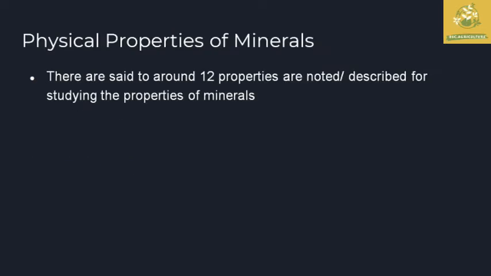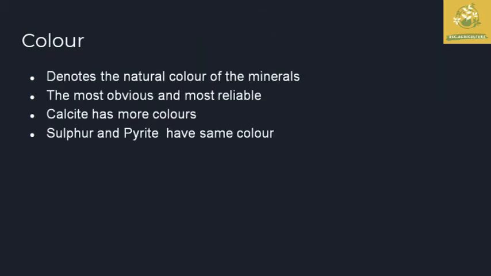After the classification of minerals, we are now going to see the physical properties of minerals. While listing the properties or characters of minerals, there are around 12 properties which are described and noted by scientists while studying minerals. The first one is color. Color tells about the nature of the mineral, and it is the most obvious and reliable one in minerals. For example, calcite has many colors, but sulfite and pyrite have the same colors. So this is the first property.